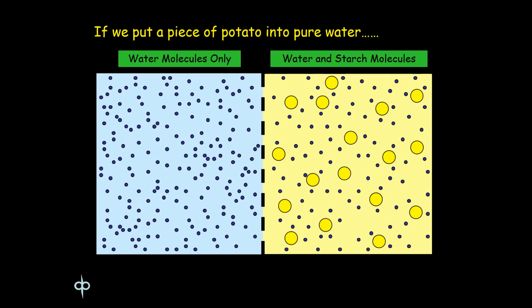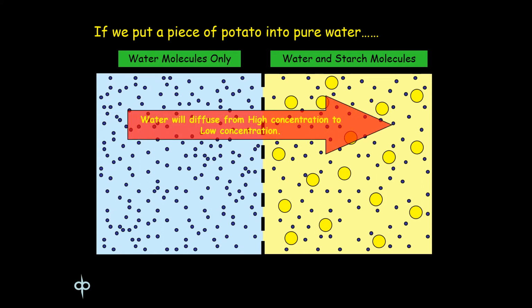So this shows you a diagram of what happens. If we put the piece of potato into pure water, we've got our water molecules, which is our high water concentration of water molecules on the outside. We've got our low water concentration of water molecules on the inside. So your water will diffuse from the high concentration to the low concentration, and our starch, which is in our potato, will not be able to move. So our water will be diffusion, but our starch can't move.